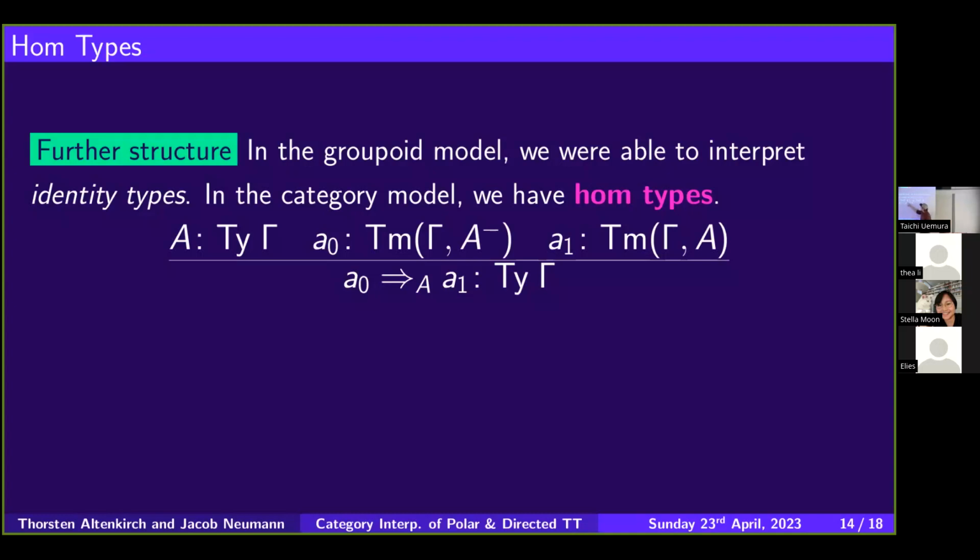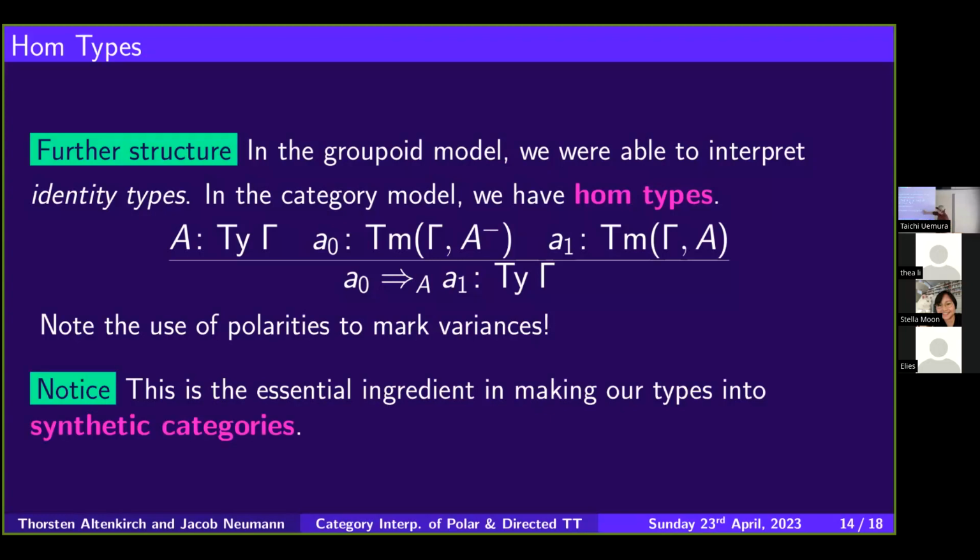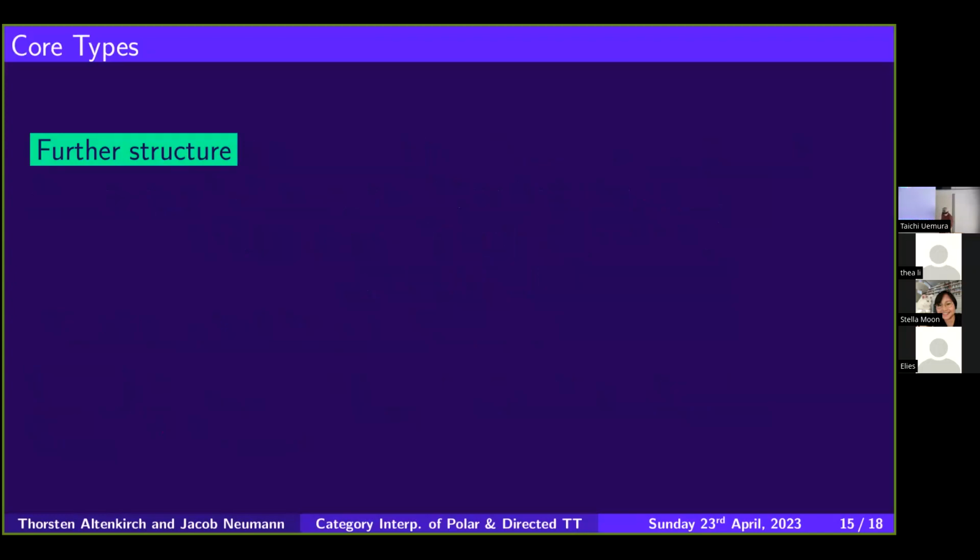But notice that I'm making essential use of these polarities in this definition. So we want to mark A naught here as appearing negatively, whereas we want to mark A here as appearing positively. So there's where we're using at least the type polarity. It's not 100% clear how the deep polarity plays into some of this picture, but that's a topic for further research. And so like I said, this is going to be the essential ingredient for doing synthetic category theory. All right, let me go ahead and wrap up.